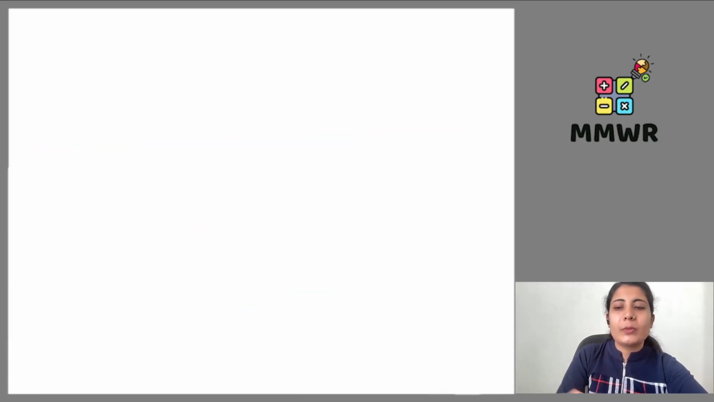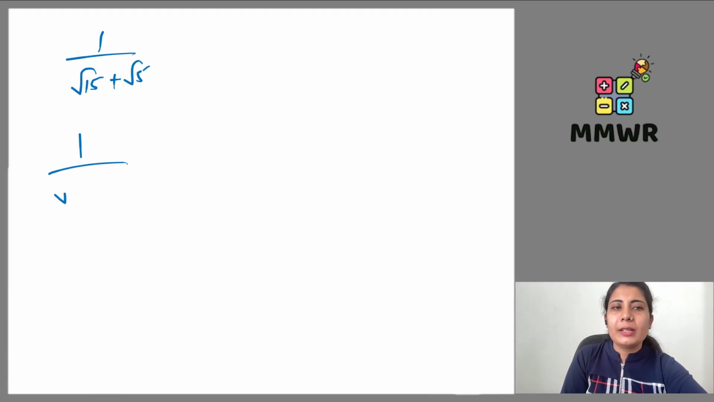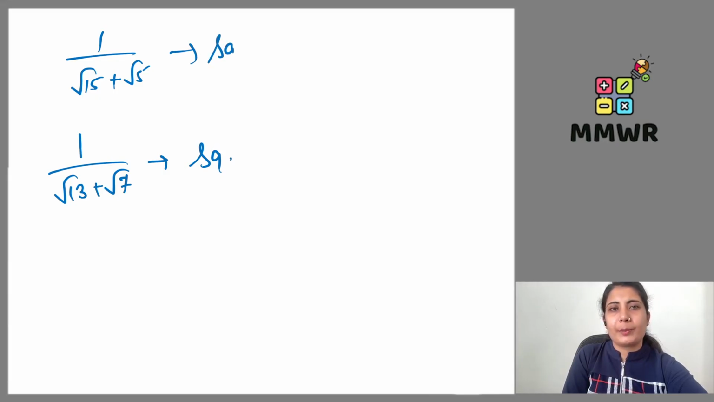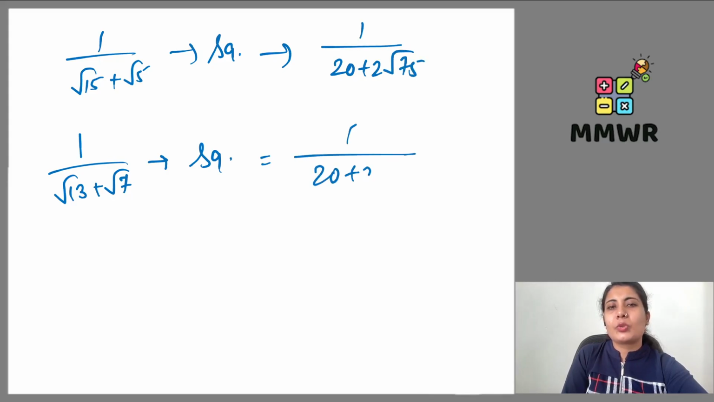Right? The next ones are 15 and 5, and 13 and 7. So root 15 plus root 5, root 13 plus root 7. I will again take the square. Here also I'll take the square. So this gives me 1 upon 20 plus 2 root 75, and this gives me 1 upon 20 plus 2 root 91.